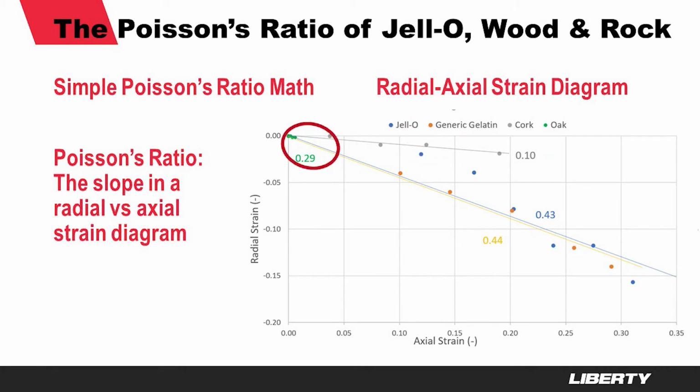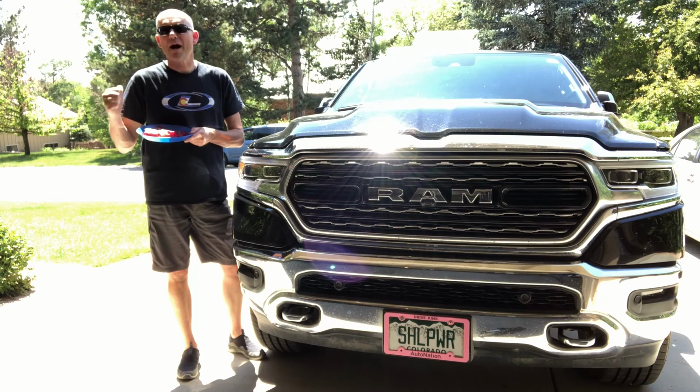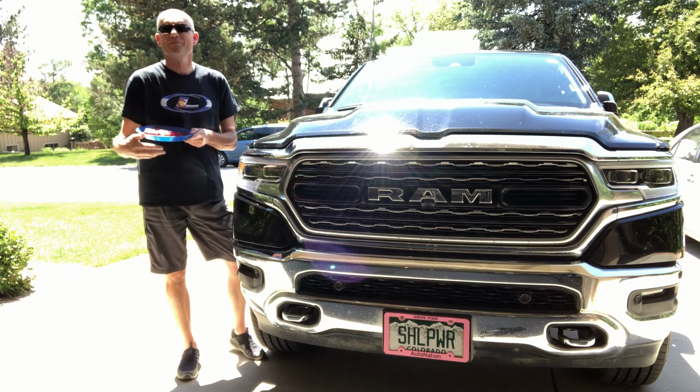For oak, we measure a Poisson's ratio of about 1/3. And then finally, for sandstone, if this would have worked, we would have measured a Poisson's ratio of about 0.2, and for shale about 0.3. Shale power beats jello. Woo!